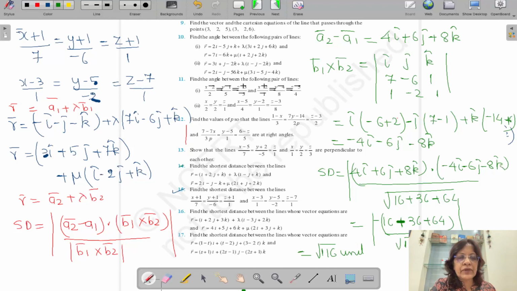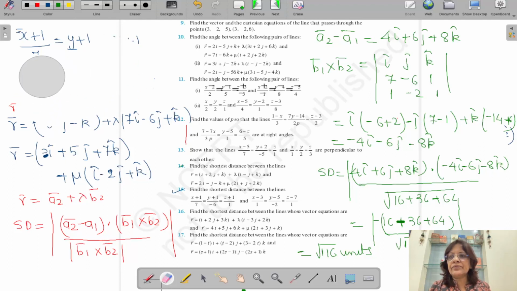This is a very important question. Many times it has been asked. I hope it is clear how to find the shortest distance if it is directly given in vector form and if it is in Cartesian form. So that is how you have to do it. Now just look at the 16th and 17th questions. I'll just discuss them and then you can try them out.